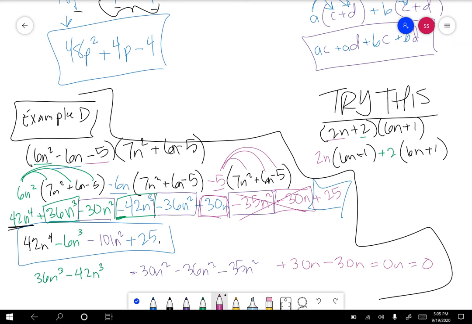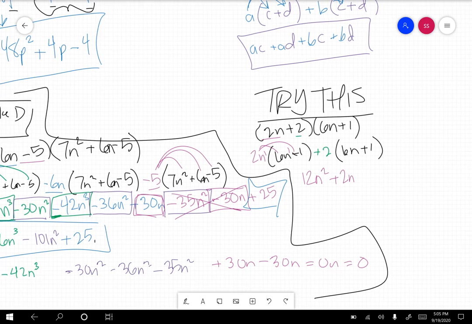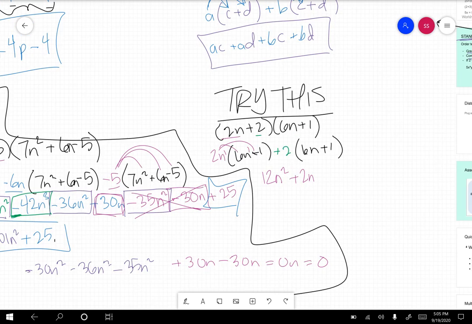And we have positive 2 times 6n plus 1. So 2n times 6n: again, multiply coefficients first. 2 times 6 gives us 12. Then n to the 1st times n to the 1st, so 1 plus 1 gives us n to the 2nd. Then we have 2n times 1. Anything times 1 is just itself, so it'd be 2n.